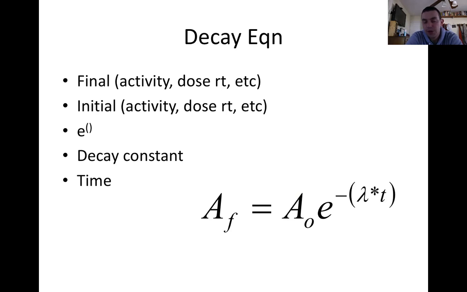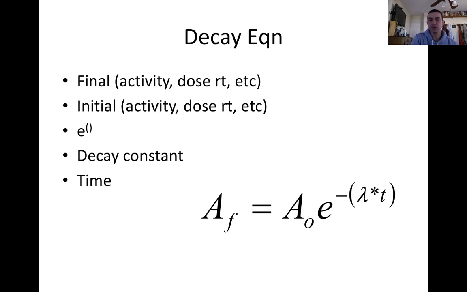So essentially, the equation is your activity for the time that you're looking at. So A_f, your final activity, is equal to A naught, that initial activity, times e to the negative lambda t. e is just a value that is common in math for things that are continuously multiplying, but because it has a negative exponent, in this instance it's useful for decay.